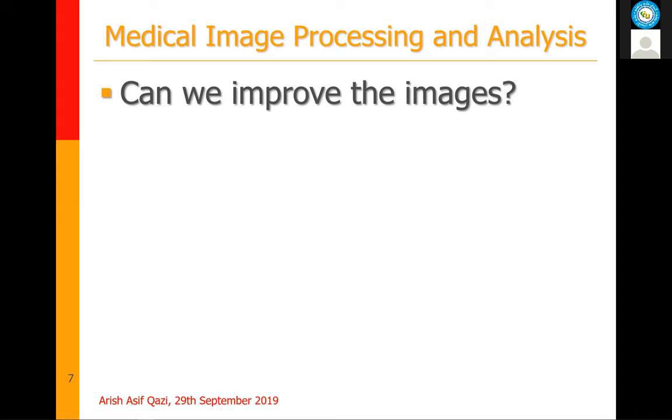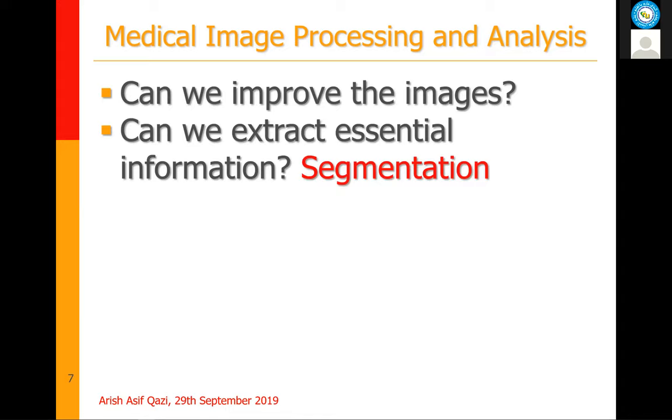Then another thing that we can answer is, can we extract essential information? This is also called segmentation. What these algorithms do is divide the image into regions to highlight important areas, such as where the tumor is. It automatically highlights the region in the image where the tumor is present.